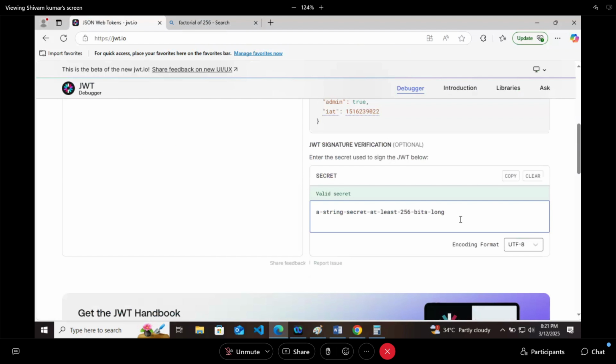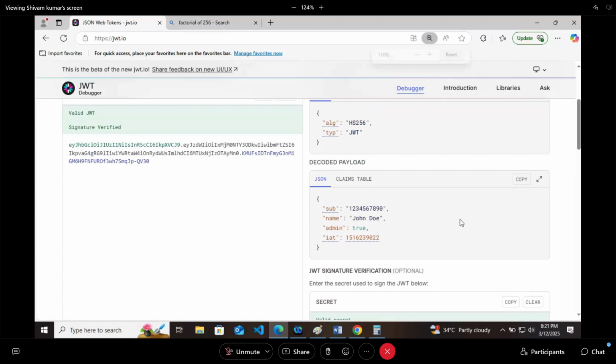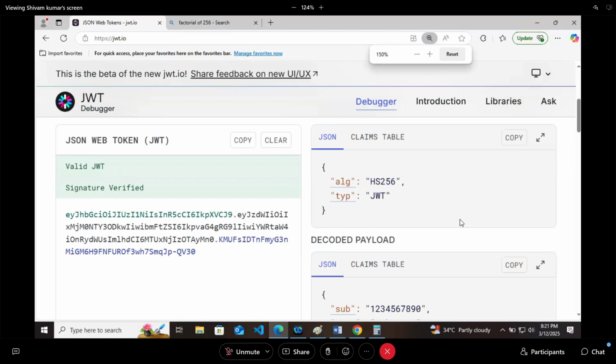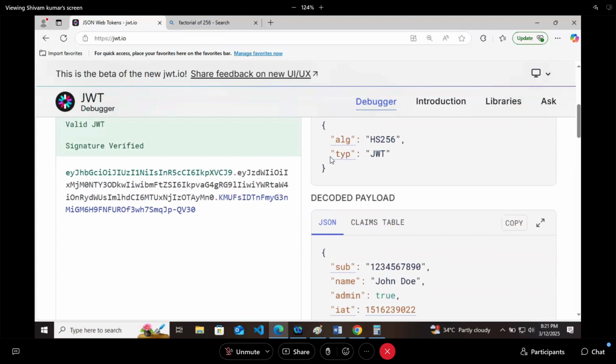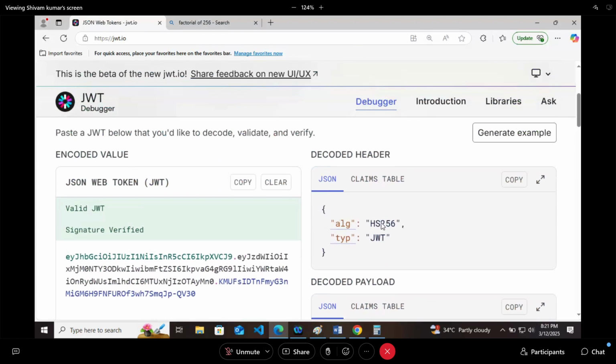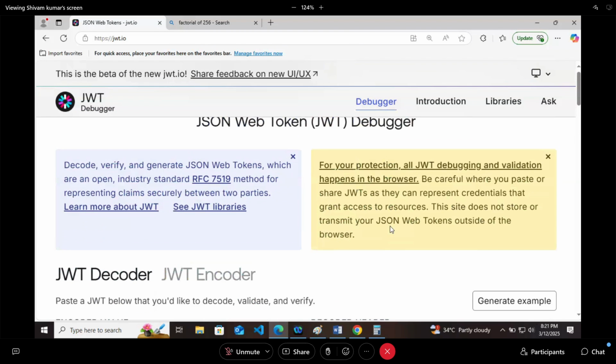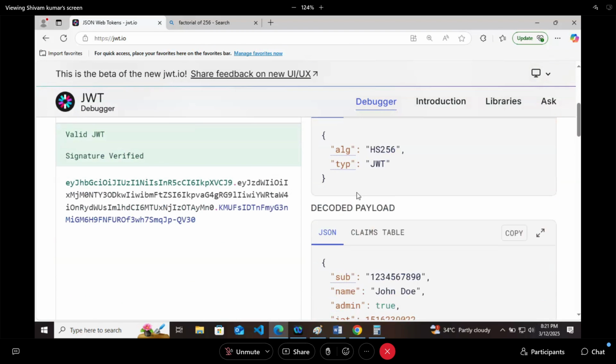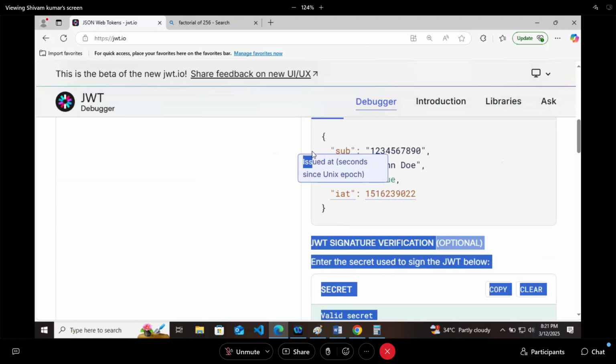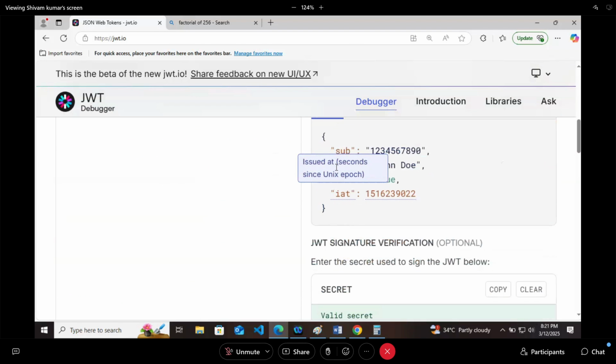Now, how? Let me tell you. So I will zoom it a bit so that you can easily see. You can see this JSON header. In the header, any algorithm you can use, right? Any. This is what you want to send. Let's say here I will send some value.